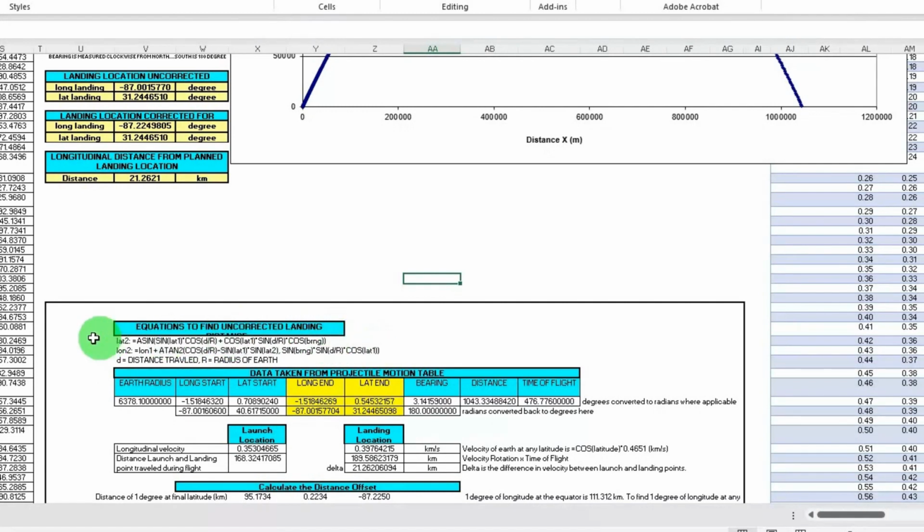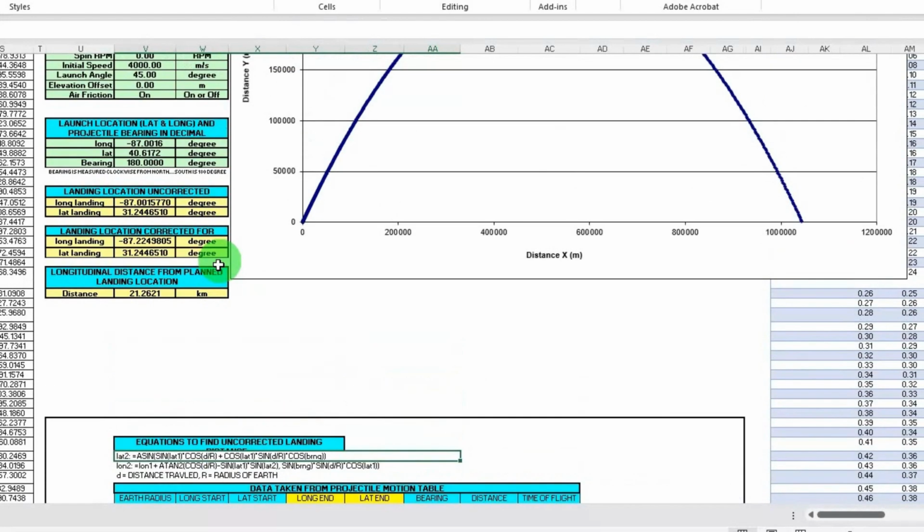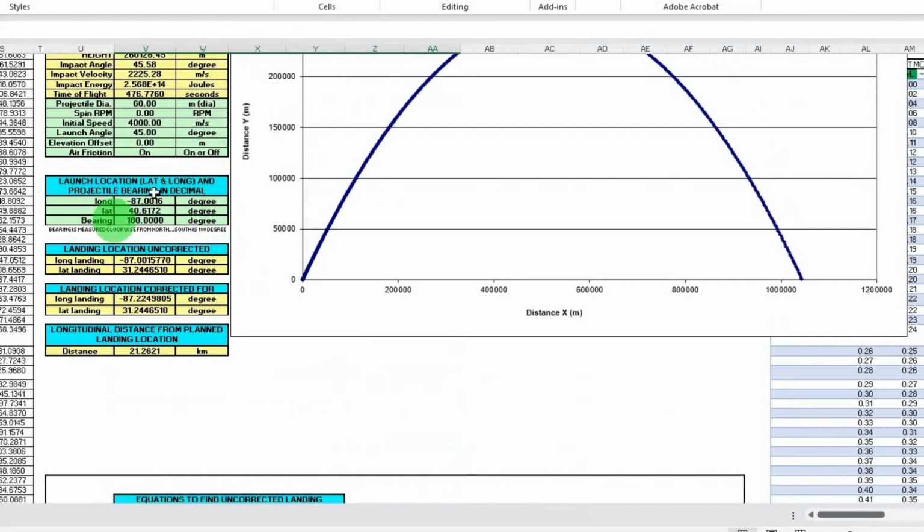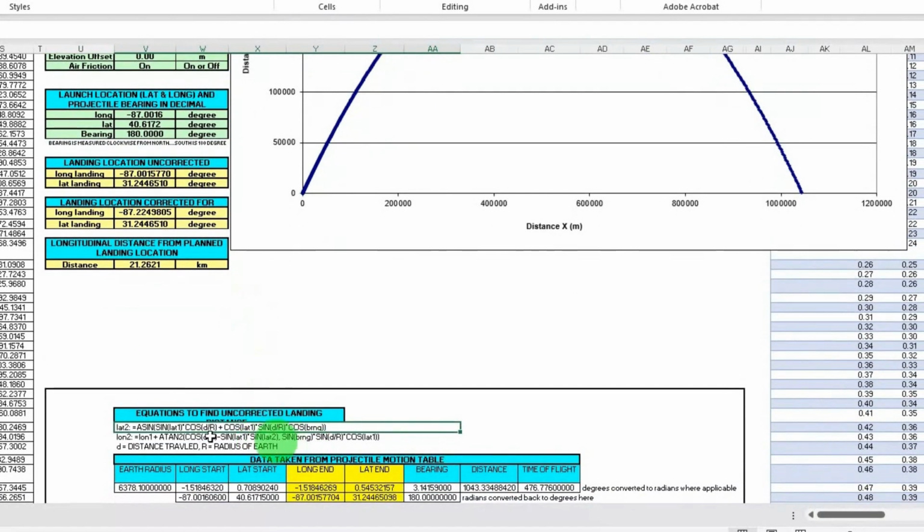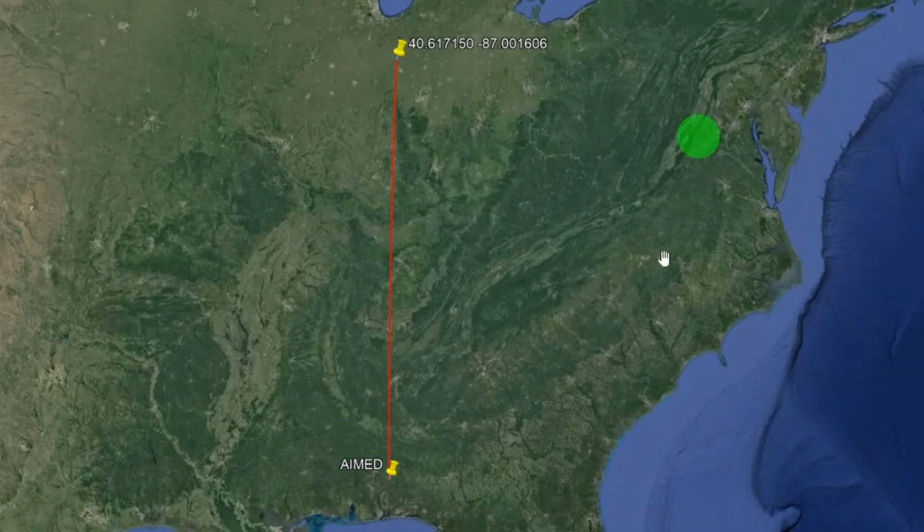So you do this math to get latitude 2. You do this next equation here to get longitude 2. So by taking the initial latitude and longitude as what we entered here, this is where we started, and we use these equations, we get these data right here.